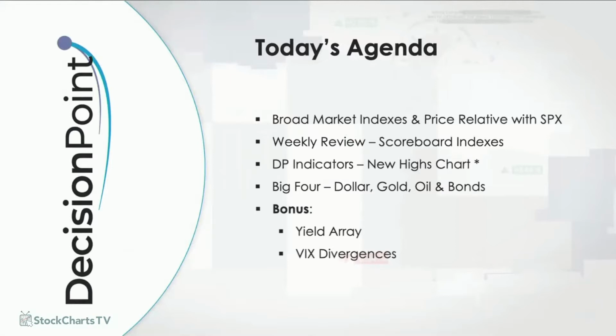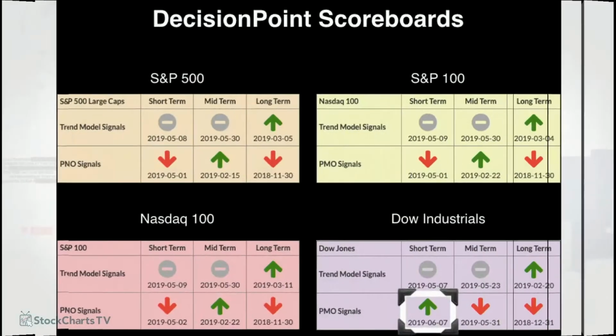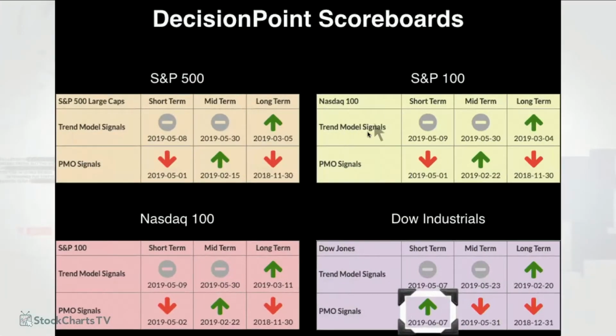Let's go ahead, though, and start off looking at our DP scoreboards. We didn't have any changes this week, but we did come up with one just today. The Dow did end up with a PMO buy signal. That means that the PMO crossed over its signal line. So we will be looking at that. The rest of them, while they didn't get those PMO buy signals, are very close, particularly the S&P 500.